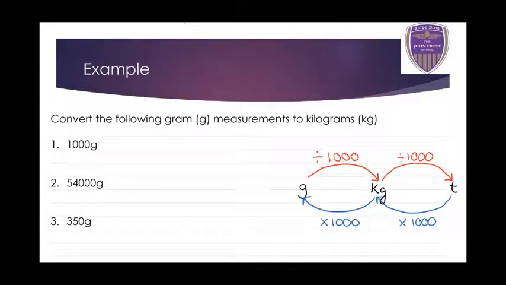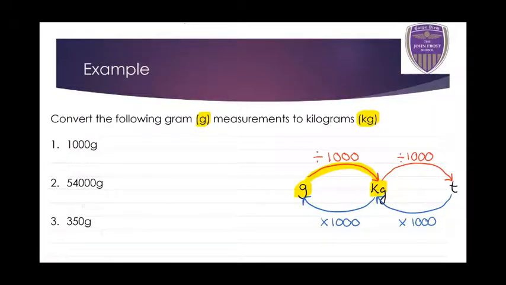So, we're asked to convert the following gram measurements into kilograms, okay? So I've got 1,000 grams, and I want to turn this into kilograms. So remember, always double check the question. So grams to kilograms. And if I want to change grams to kilos, I'm going to start here. I'm following the arrow. I'm going to go up top and back down.